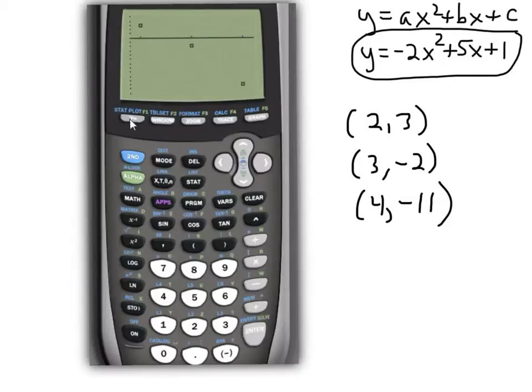Now if I press y equals now, and I enter in the function that I found, which is negative 2x squared plus 5x plus 1, and then I hit graph, it should graph that parabola along with the 3 points, and hopefully it passes through the 3 points, because that's what it's supposed to do. And you can see it does do that. So that checks that it's the correct answer. So we found a quadratic function, or a parabola, that passes through those 3 given ordered pairs.